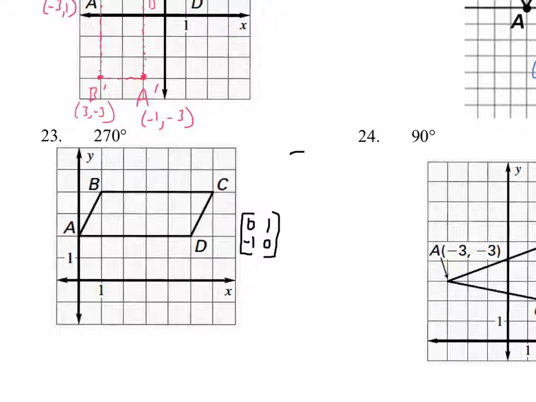I'll go ahead and line up A, B, C, D up here. So A, what are the coordinates of A? Well, it's at 0, 2. B is at 1, 4. C is at 6, 4. And D is at 5, 2.